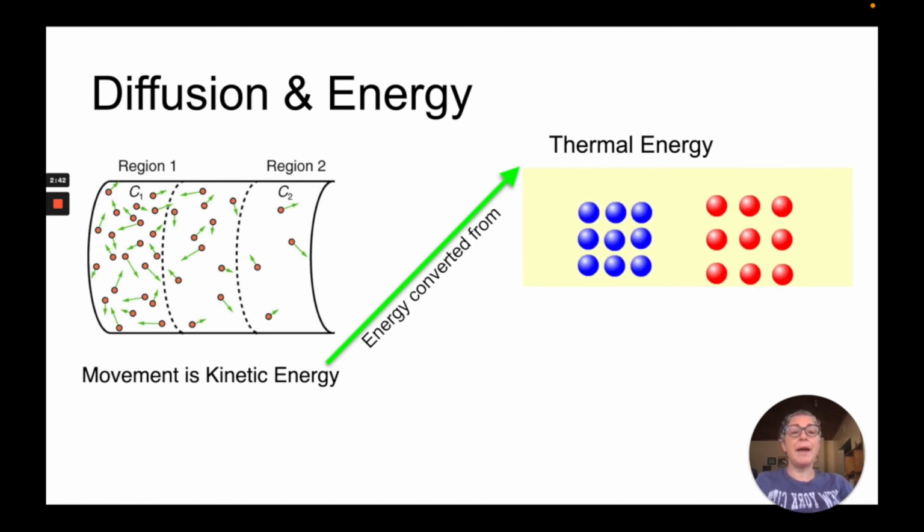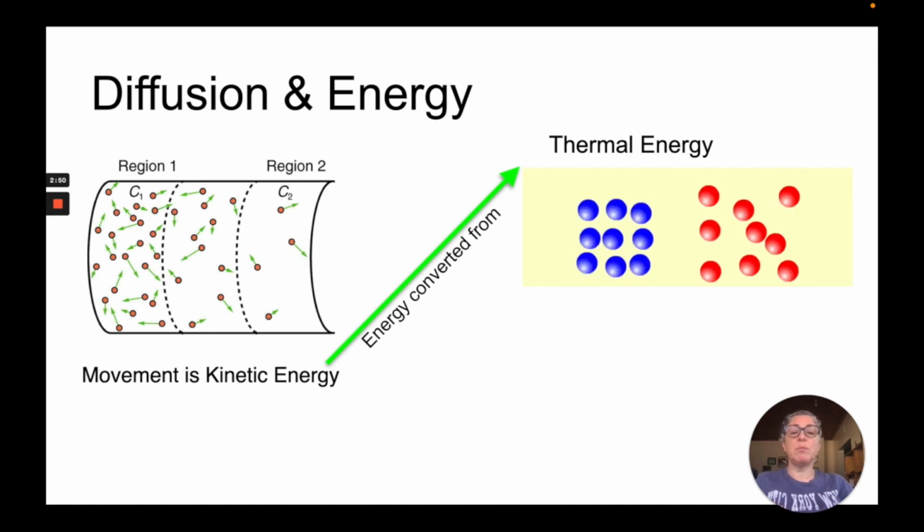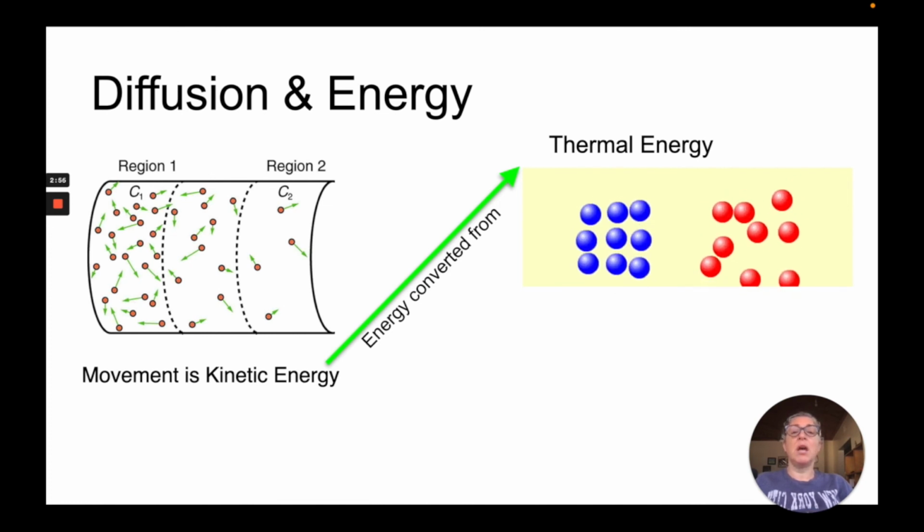So the energy for diffusion originates from thermal energy in the environment, which is then transferred to the molecule and is then converted into kinetic energy to allow for the random movement of those particles in a liquid or in a gas.